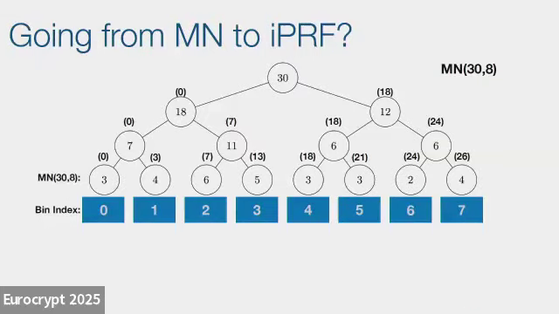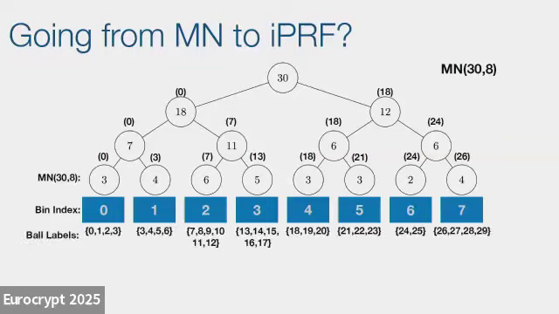So if we want to go from a multinomial distribution to an IPRF, we can look at these ball labels. These are clearly not uniformly or pseudo-randomly distributed, right? Oh, it looks like I mislabeled something here. The consecutive balls are going to land in the same bin or in consecutive bins. So this definitely does not look like an IPRF.